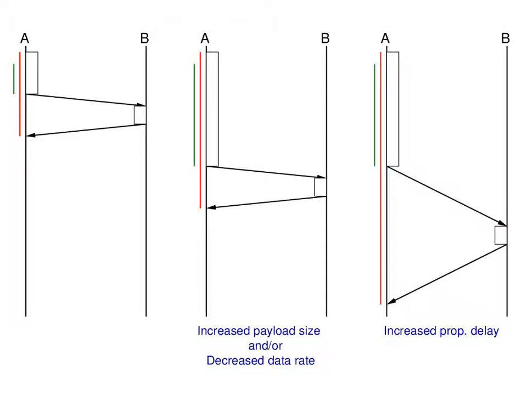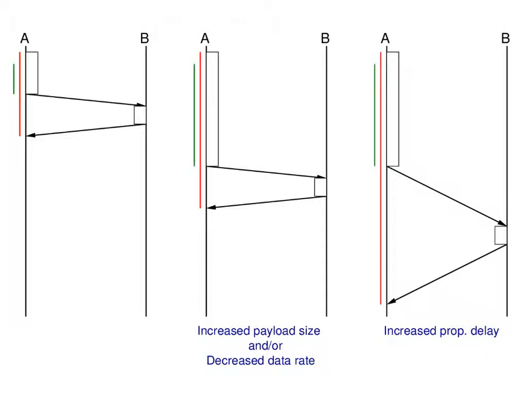Increasing the propagation delay with everything else the same reduces our efficiency. So if we have a long link and we use stop and wait, then our efficiency can be quite low, which is a bad thing. Now let's go backwards on this diagram. Go back to the first one. Let's assume this was our original case. Transmit data, propagate, ACK, propagate.